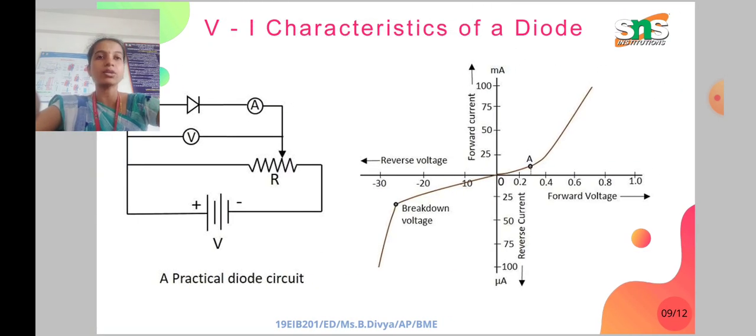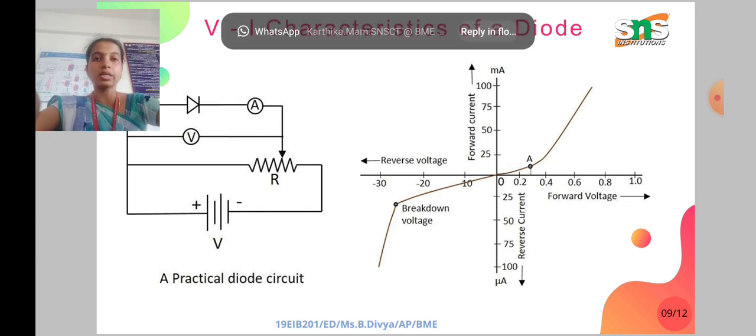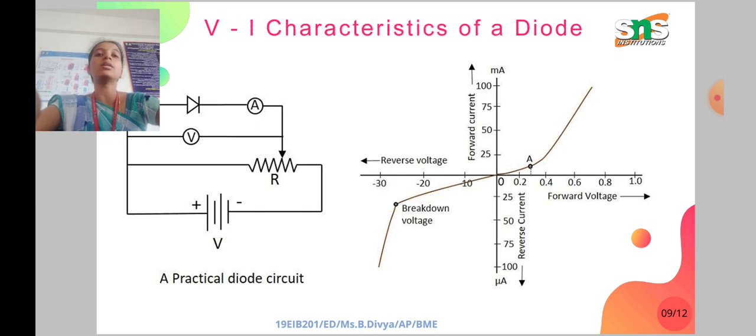This is the VI characteristics of a diode, and this is the practical diode circuit. We have a variable resistor, voltmeter, ammeter, and the PN junction diode. We have the positive forward bias voltage, and in reverse bias we have a breakdown voltage also.